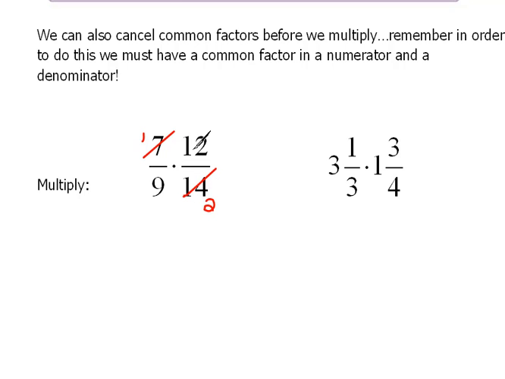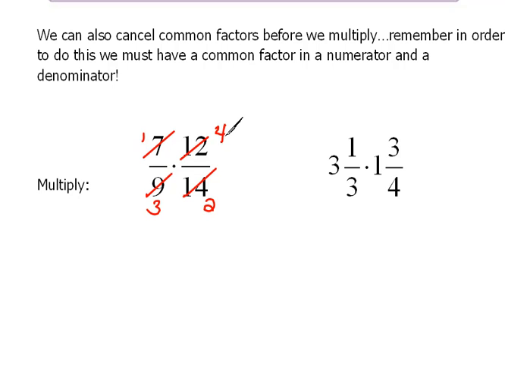So looking at this 9 and this 12, I see that they have something in common also. They have a 3 in common. 3 will go into 9 three times. Oops, that's not a very good 3 though there. And 3 will go into 12 four times.